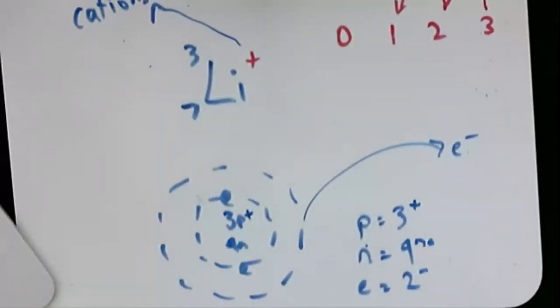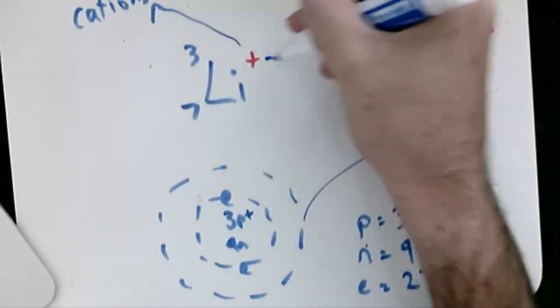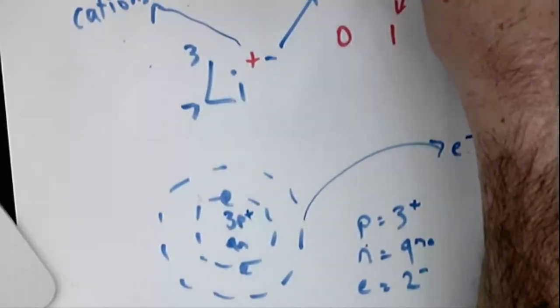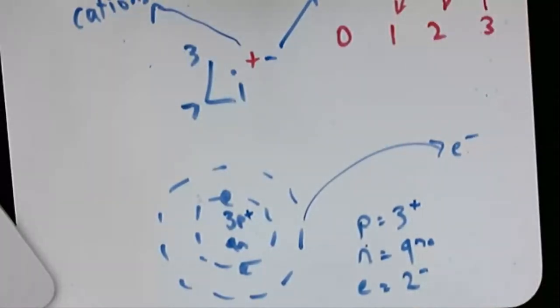Ions that are said to be positively charged are called cations, and ones that are said to be negatively charged are said to be anions. Okay, we'll look at more examples of that later on.